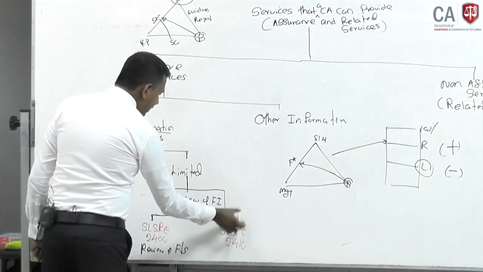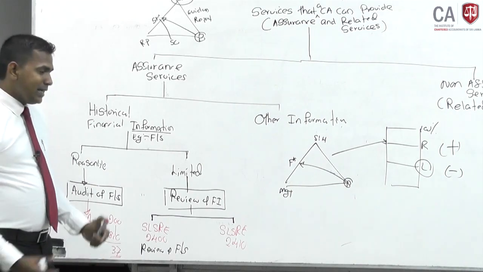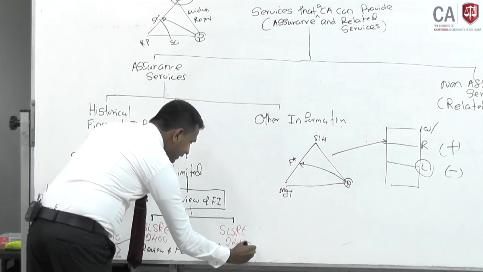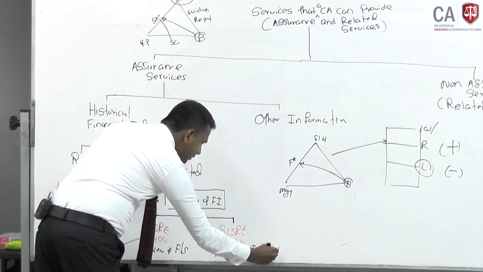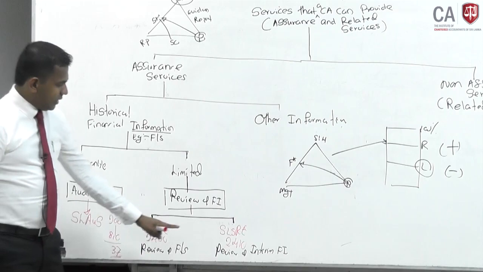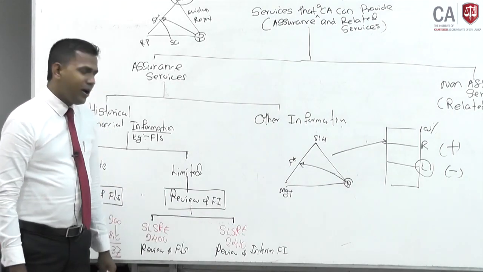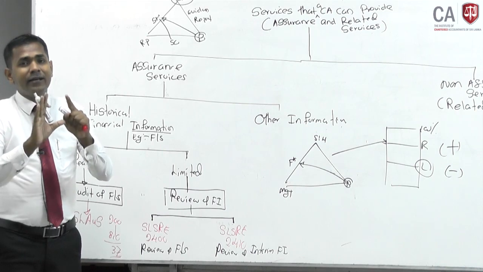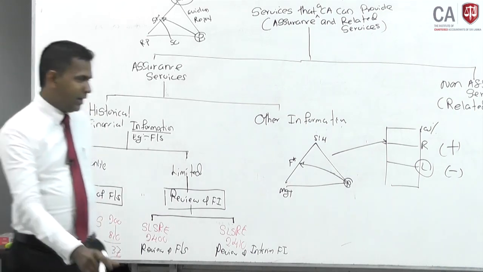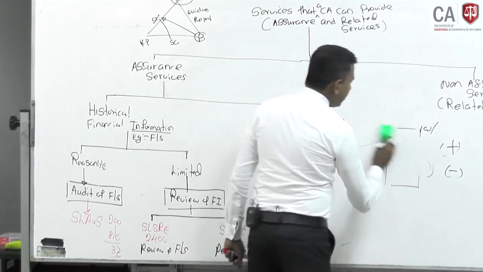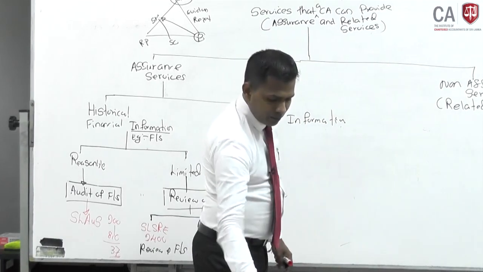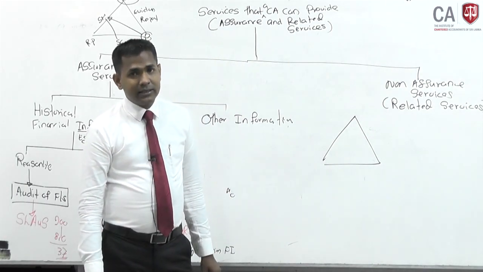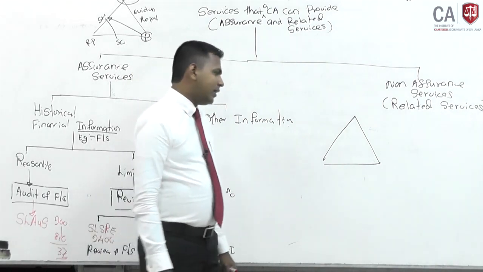The second standard is Sri Lanka Standard on Review Engagement 2410. This is applicable for review of interim financial information. It is applicable for the company's auditor to give a review report on the interim financial information prepared by the management. Let me explain that. In most of the companies, PLCs, you can go to the CSE.lk, Colombo Stock Exchange, select any PLC and download any annual report.